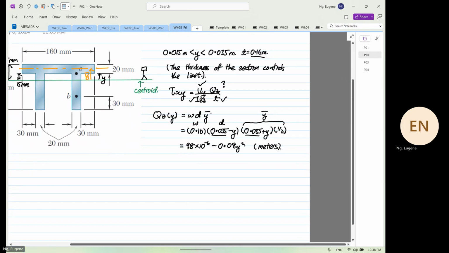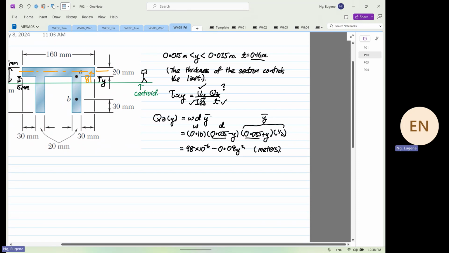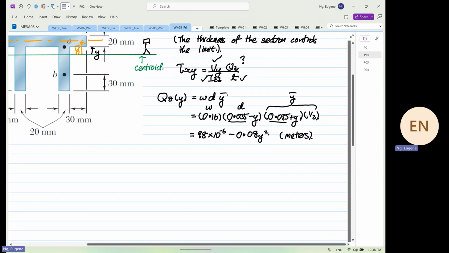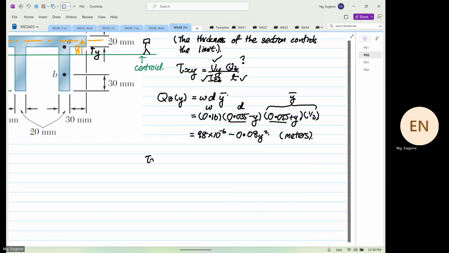Okay. So what's left next is just to plug into the formula, right? Shear xy as a function of y is equal to Vy over Izz, Qz as a function of y, divided by what? Divided by the thickness. So from here, Vy, we know that is equal to 90 times 10 to the power 3.